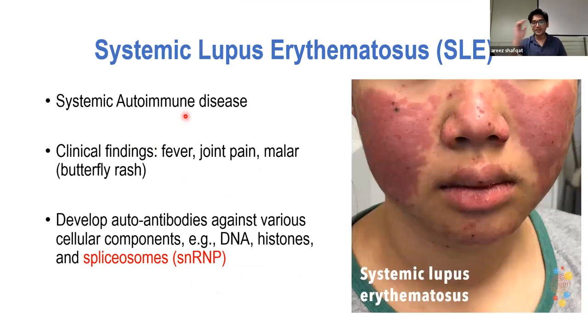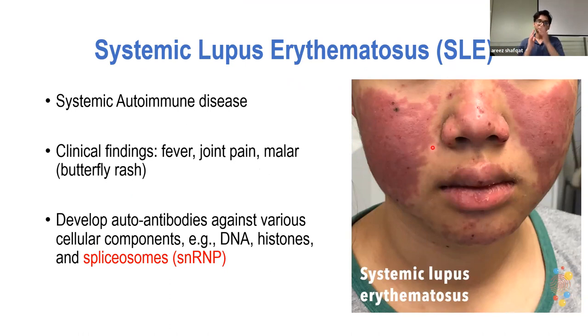All right, so this is another example. This picture you might not find in your slides. I took this from Google. I thought the picture in your slides wasn't really giving you a good idea of the butterfly rash you see in lupus. Patients with systemic lupus erythematosus get this butterfly rash affecting both of their cheeks and the nose. Plus they also have fever and joint pain, and it's because of an autoimmune disease.